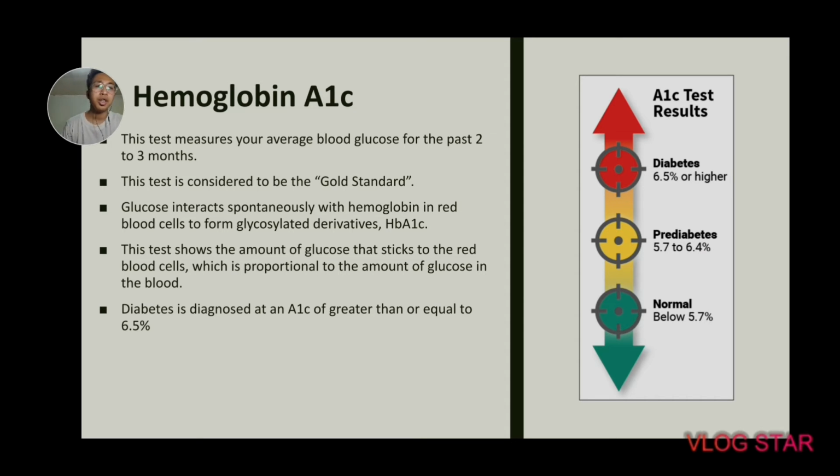This illustration depicts the A1C test results. Diabetes is diagnosed with an A1C test of 6.5% or higher, and the normal would be below 5.7%. Any value between those two would be considered pre-diabetes.